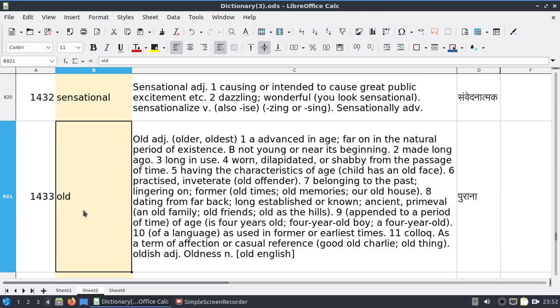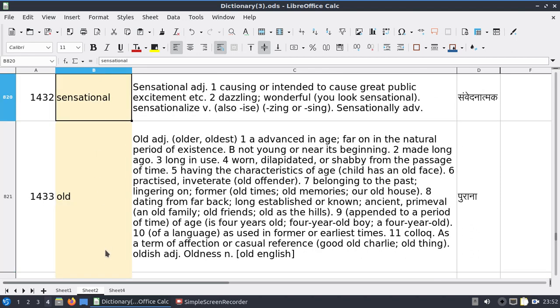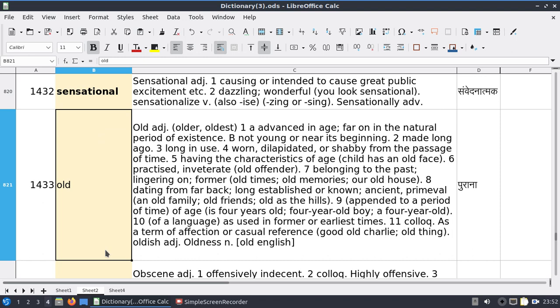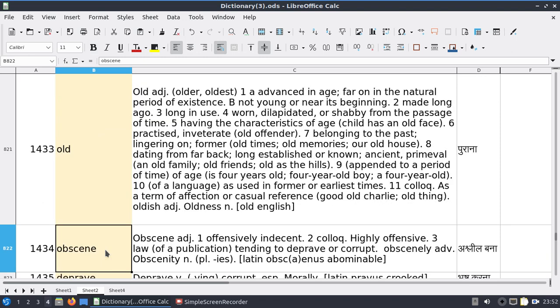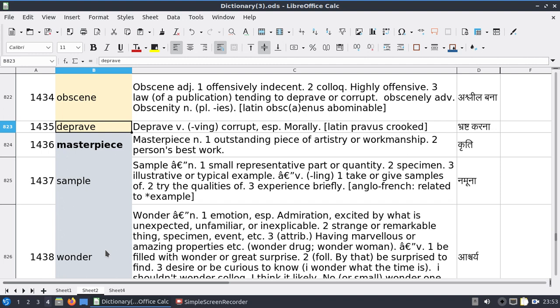Let's look at the other synonyms. Old is not the one. Sensational is definitely a synonym. Let's look at the other. Obscene. Obscene means indecent, very offensive, that we had discussed earlier. Depraved. Depraved means corrupt, generally morally.